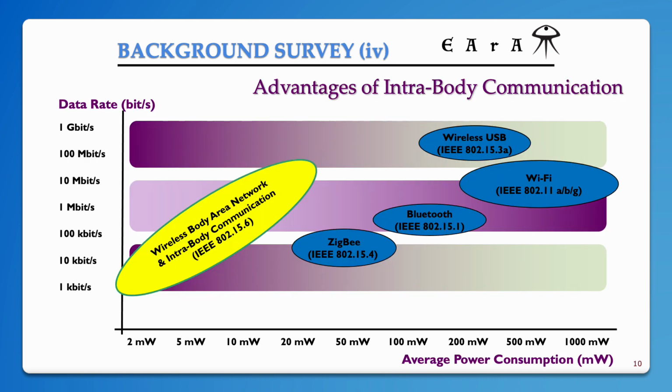If we compare what's available in the market currently, this yellow part is the wireless body area network, and also what we are focusing on, the intra-body communication, which is the IBC standard stated there. If we compare to Zigbee, Bluetooth, Wi-Fi, and wireless USB, these are other competitors which use wireless communication. Of course, for intra-body communication the data rate, the speed, is not that high. But the advantage is the average power consumption is very low compared to Zigbee, Bluetooth, Wi-Fi, and wireless USB.